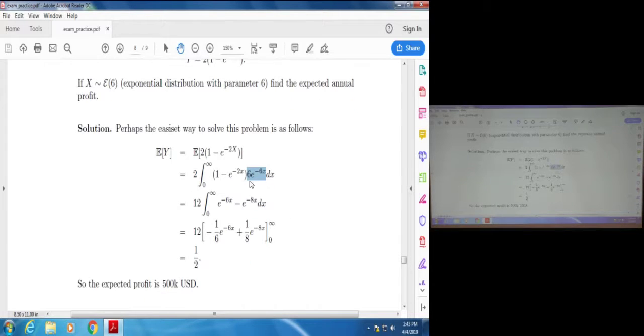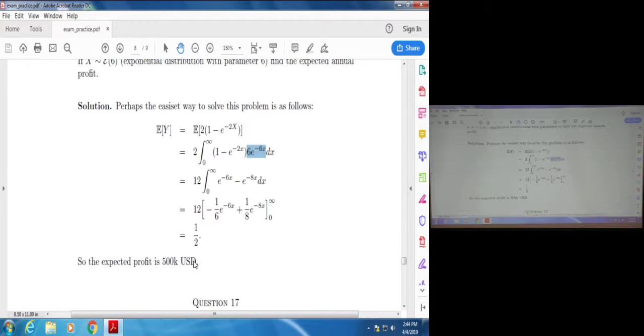Okay, so I take the factor 6 outside, so 6 times 2 is 12. I get e to the minus 6x minus e to the minus 8x. If I integrate that, that's minus 1 over 6 e to the minus 6x, plus, because I get two minuses here, 1 over 8 e to the minus 8x, between 0 and infinity. Obviously, when I'm at infinity, I don't care because I'm going to get 0 out of these. And so if you substitute x equals 0 and multiply by minus 12, you'll get a half. So the expected profit is 500,000 US dollars.